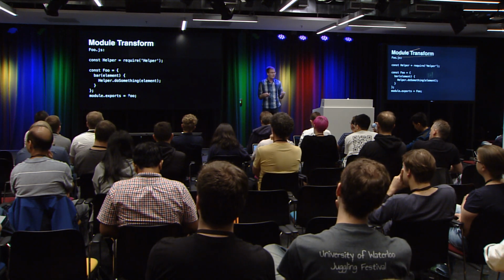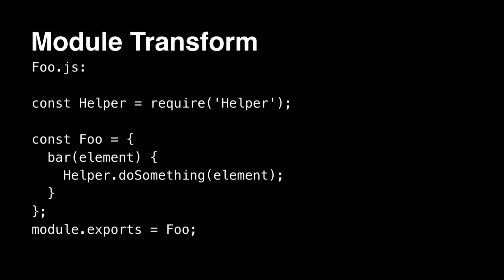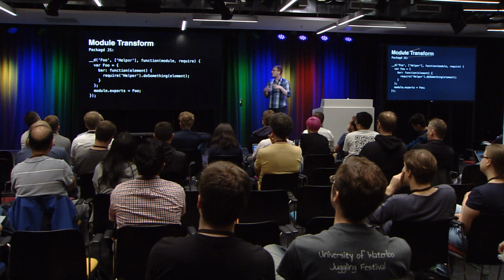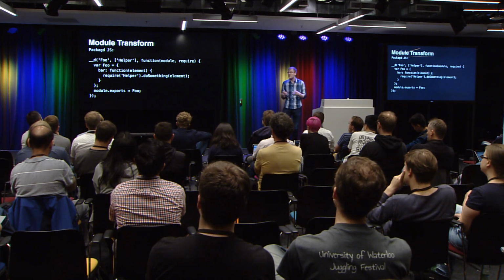Now, what we do is our packager system figures out foo and helper should probably be packaged together. And then it's going to transform foo into a module declaration that our JavaScript code base can read. So foo ends up looking something like this. You call this function __d. You say, I'm loading module foo. It requires module helper. And there's this function, which we call a module factory. And the module factory is going to tell you how to construct the foo module.